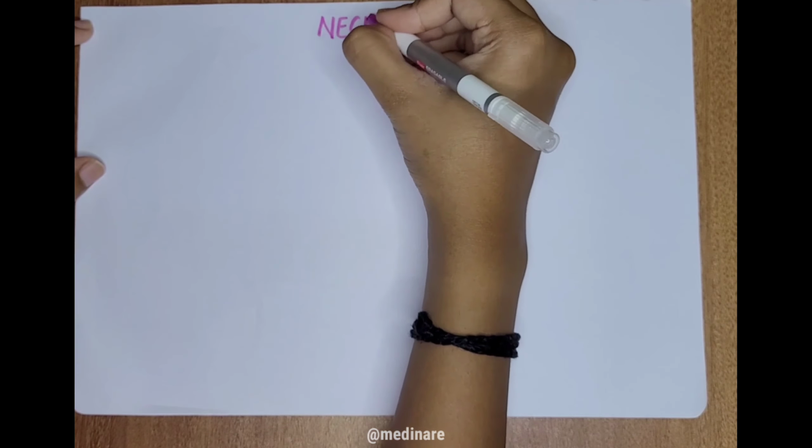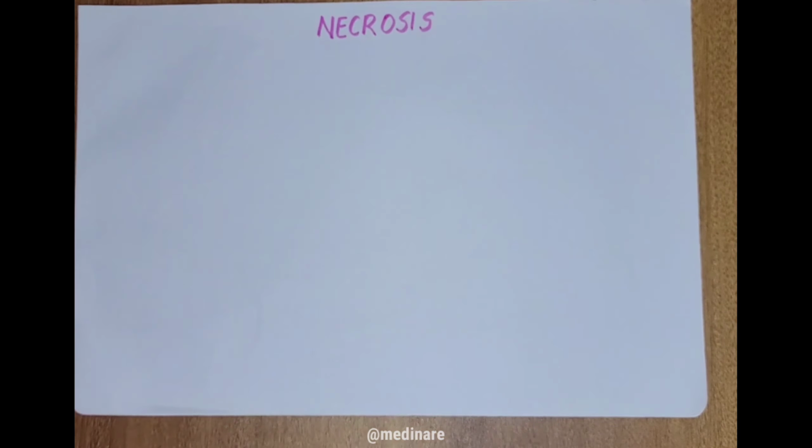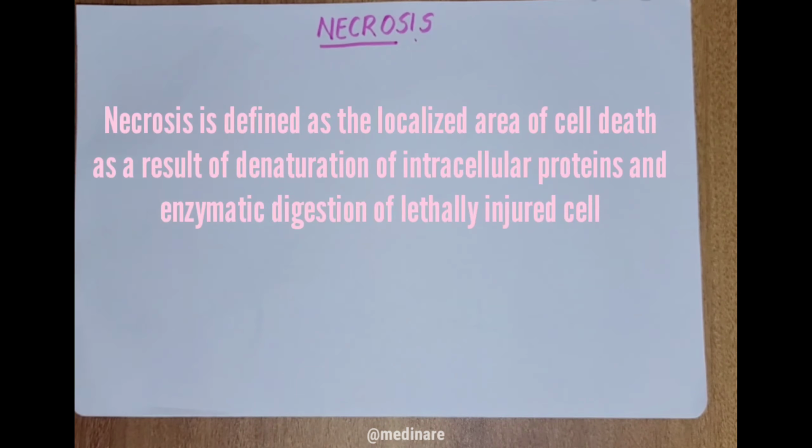In this video, let's discuss necrosis. According to Robbins, necrosis is defined as the localized area of cell death as a result of denaturation of intracellular proteins and enzymatic digestion of lethally injured cells.